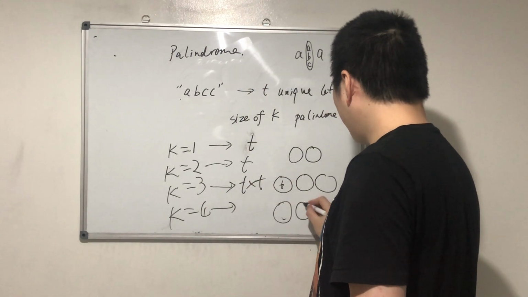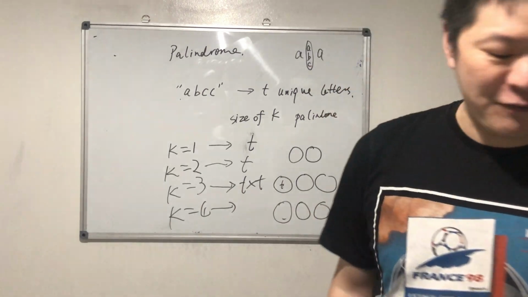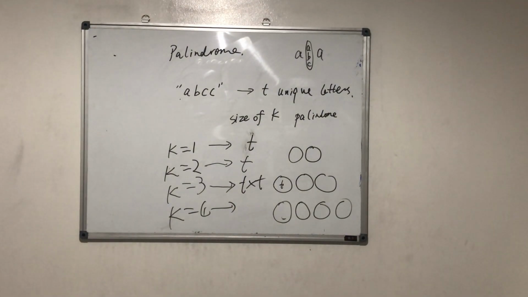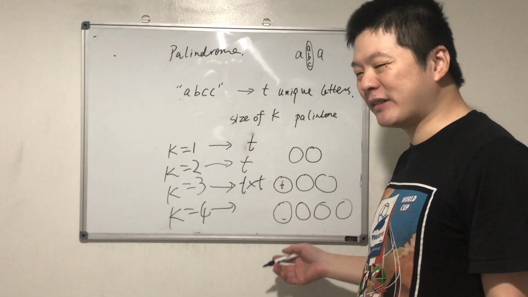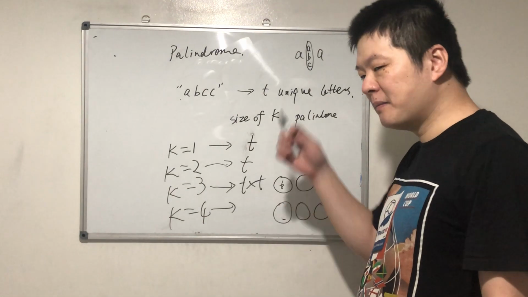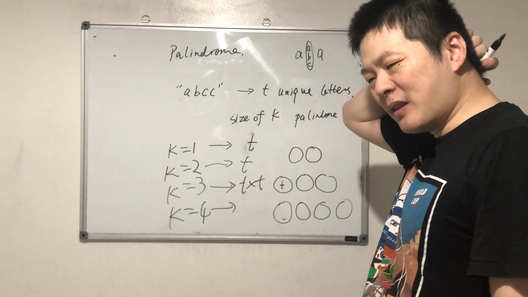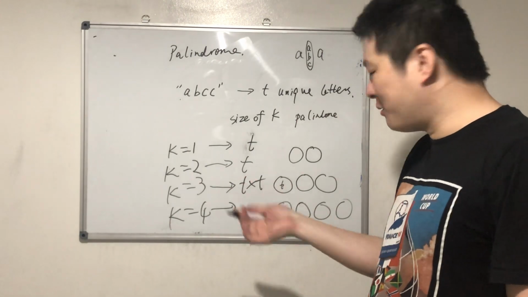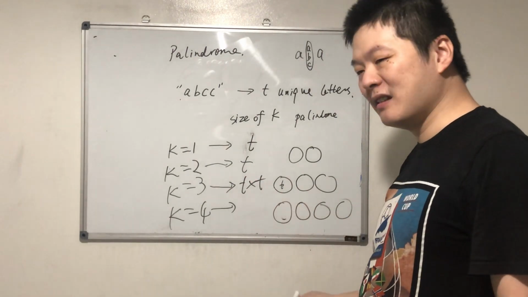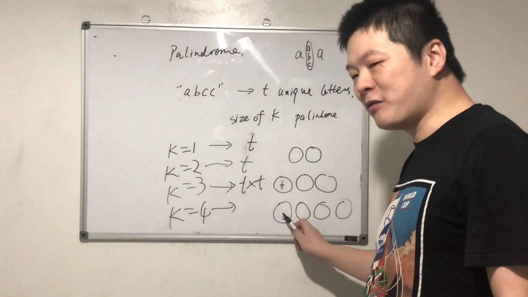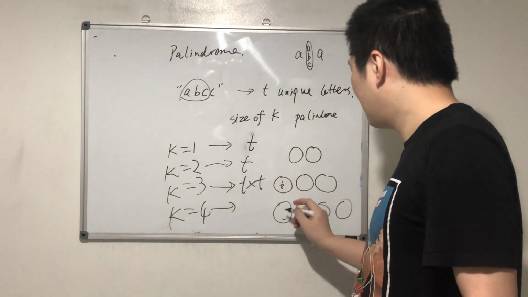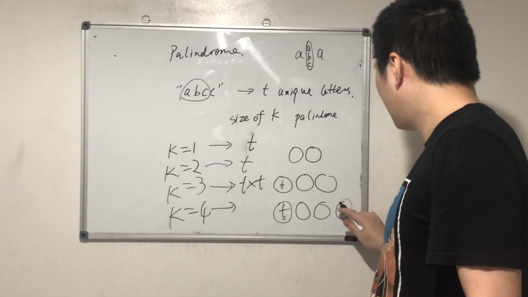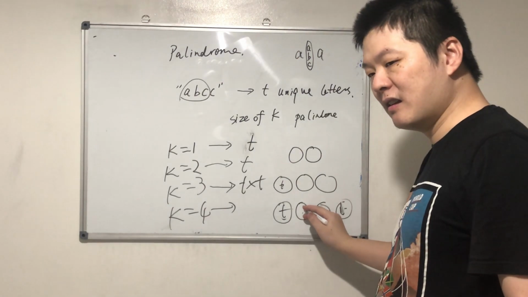Can you tell me? A palindrome string of size K equals 4, how many possibilities? 16. Why is it 16? Can you give me an example? How many possibilities for the first one? 4? T options. And the last one has to be the same as the first one. And the middle 2 have to be the same.